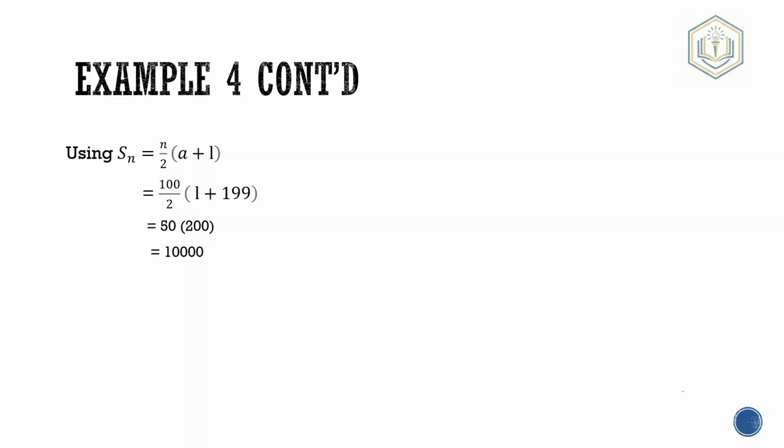So that will be 100 divided by 2. Then open a bracket. Your a is 1, and the value for the last term is 199, you close the bracket. So when you add that, 1 plus 199, that will give you 200. Then 200 times 50 will give us 10,000.